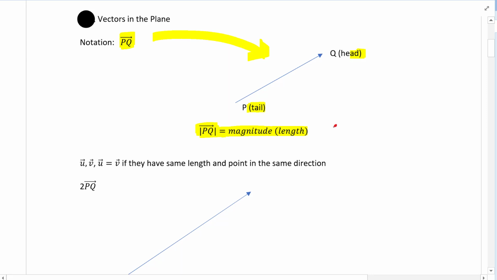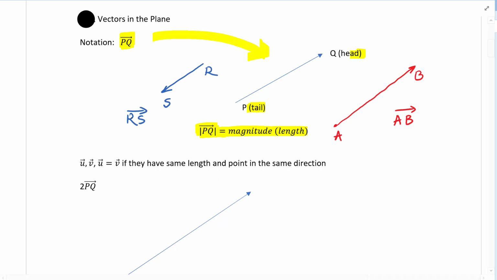Now, two vectors that have the same length and point in the same direction are equal. So if I draw this, considering that the blue line and the red line are parallel, and let's call it AB, AB would be an equal vector with PQ because they have the same direction and the same length. Now, the vector RS, for example, is not equal to PQ. It has a different direction, it has a different length.